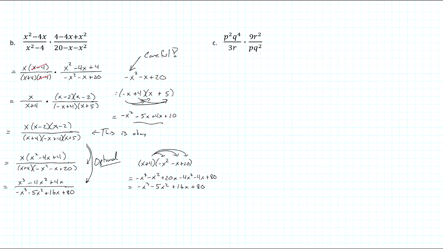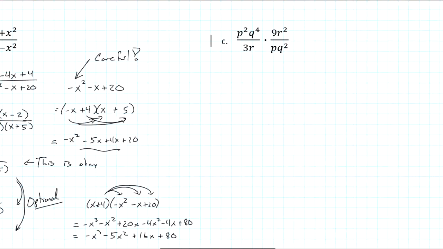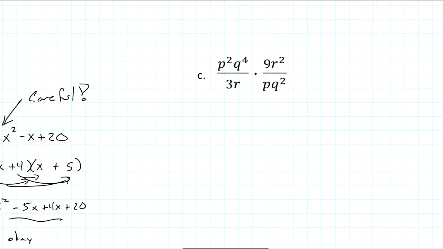Here I've got something with more than one variable. We have p, q, and r, but we're still going to just use our same kind of reduction rules. I'm going to look for anything that I can cancel. Like I have a p squared on top and a p on the bottom, so I can cancel. The p squared is like p times p, so I can cancel one of those from the top and the bottom.